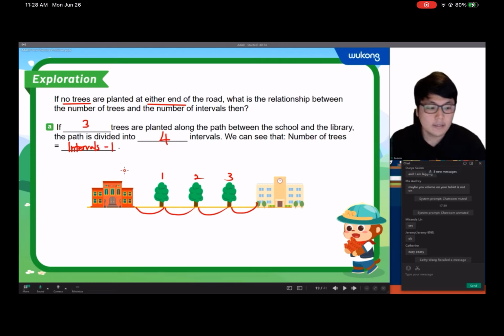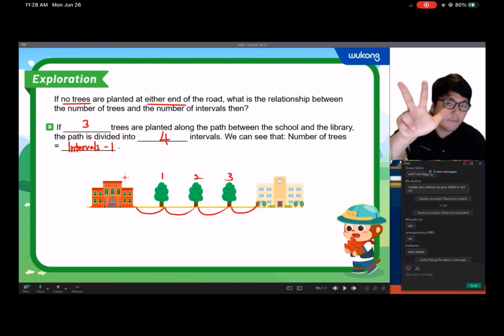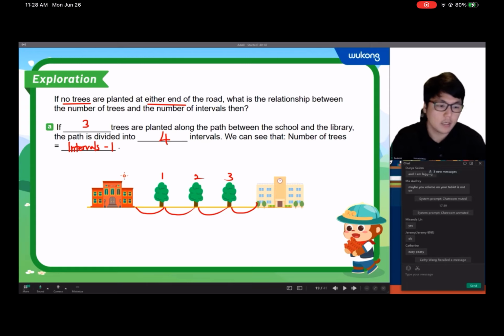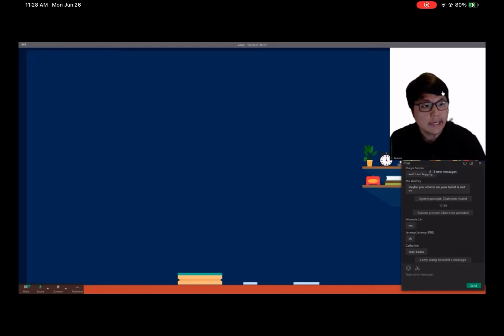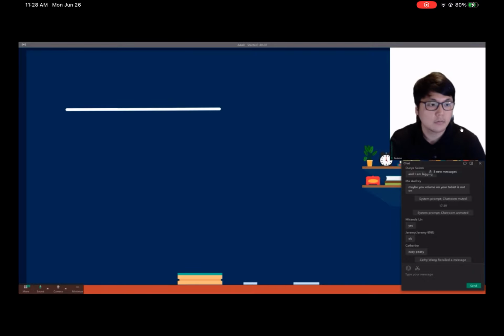Minus 1. So we have 3 different versions, guys. 3 different versions. So let's summarize everything. So guys, obviously we have a version. Let's say this is a road. And what was the first version? The first version had trees at both ends.